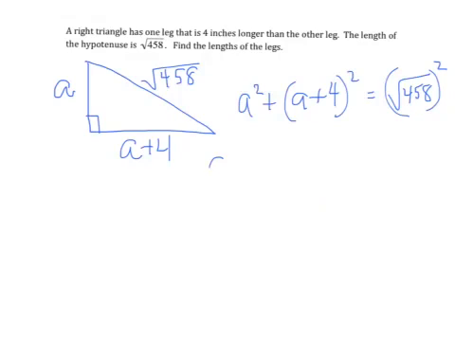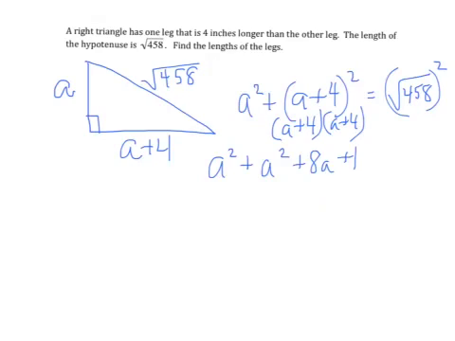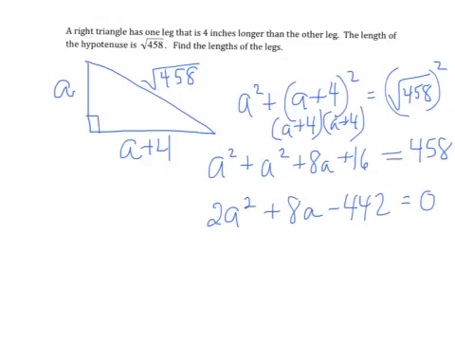To simplify this, I would have a squared, and now I'm going to have to FOIL a plus 4 times another a plus 4. That gives me a squared plus 8a plus 16. And on the right-hand side, the squaring and the square rooting cancel each other out. So we have a quadratic equation that says 2a squared plus 8a, and then I'm going to take 16 minus 458, that's negative 442, equals 0. I could divide everything in the equation by 2 to see if it gets a little bit easier to work with. And this might be factorable.